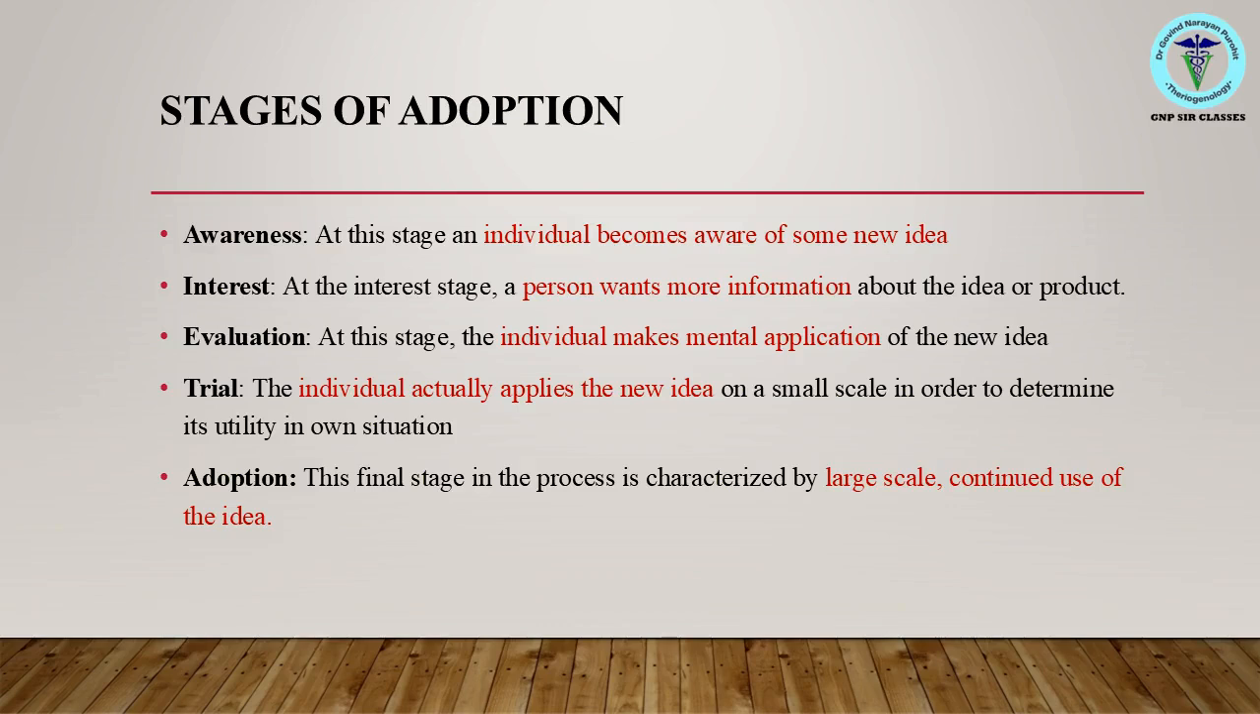So what are the stages of adoption? Awareness: at this stage an individual becomes aware of some new idea. Interest: at the interest stage, a person wants more information about the idea or product. Evaluation: at this stage, the individual makes a mental application of the new idea. Trial: the individual actually applies the new idea on a small scale in order to determine its utility in their own situation. Adoption: this final stage in the process is characterized by large-scale, continued use of the idea.